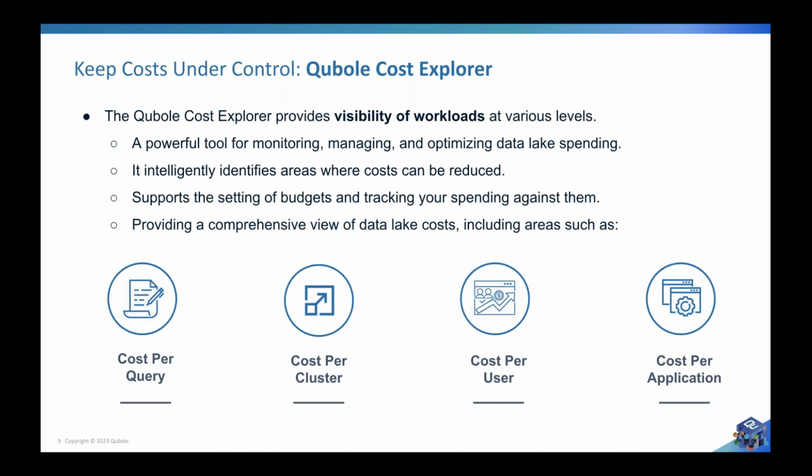Cost Explorer provides you cost per query, cost per cluster, cost per user, and cost per application. These are just from a segregation perspective, which will give you higher level details on what is consuming the resources, and based on that, you can figure out what can go down, what kind of resources you should be using, and how you can reduce the overall cost.